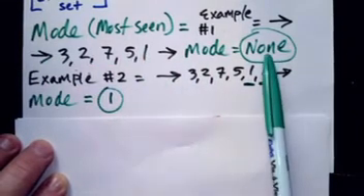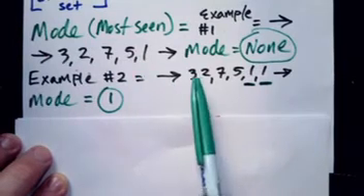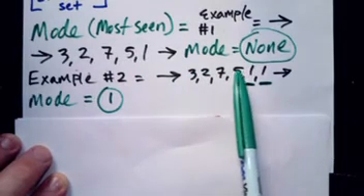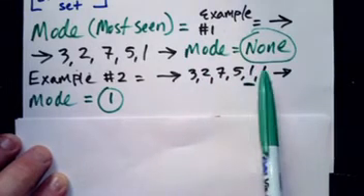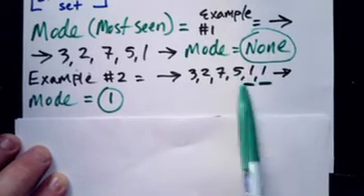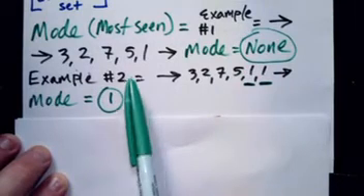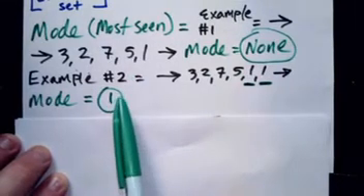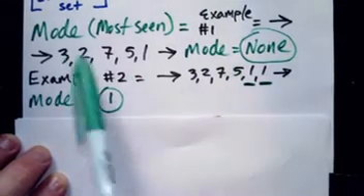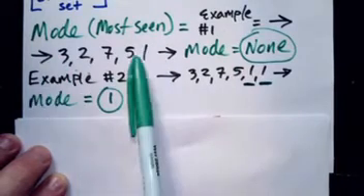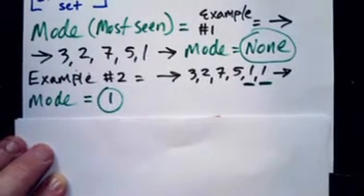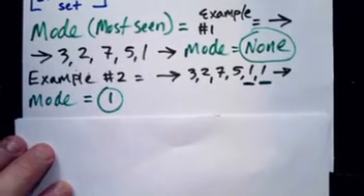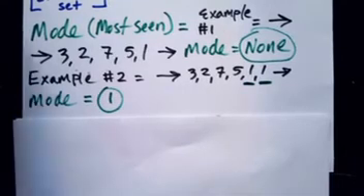Now in my second example, I have a 3, a 2, a 7, a 5, a 1, and a 1. I can see, hey, 1 repeats. Most often I see the 1. So my mode for that example is 1. You do not need to rewrite these numbers in order from smallest to largest. You only have to do that to find the median, both for odd and even data sets.